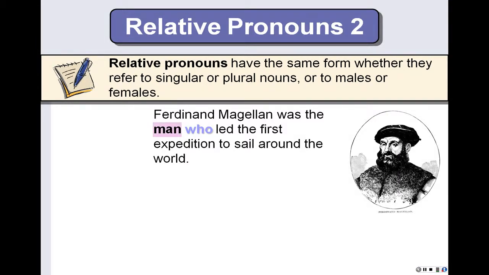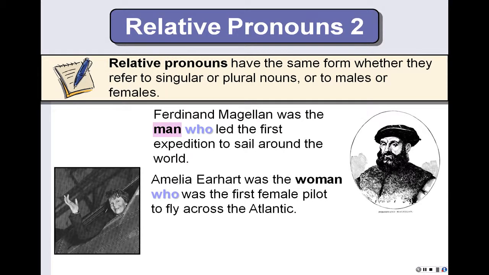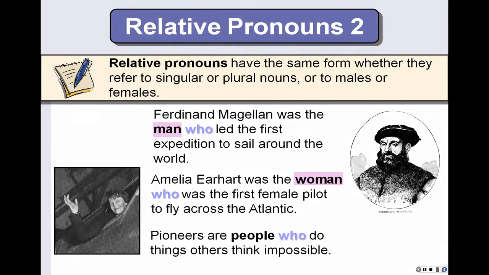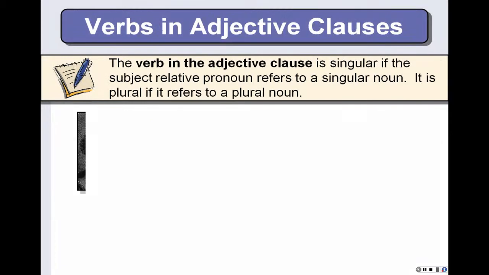So, who can describe man? Amelia Earhart was the woman who was the first female pilot to fly across the Atlantic. Who can also refer to woman? Pioneers are people who do things others think impossible. And here, who refers to the plural, people.